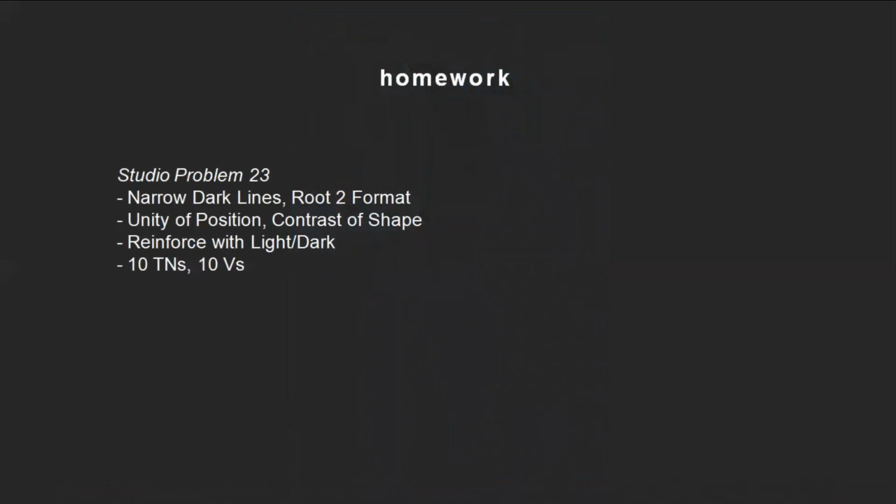Only one tonight. Studio problem number 23. Using narrow dark lines in a root 2 format, that's the 5x7 format, create a unity of position with a contrast of shape, and reinforce with light and dark tones. So you're using white and black. That's it. Let's not get into middle grays or any other sorts of grays right now. Just use stark white and black contrast to heighten and reinforce your designs.